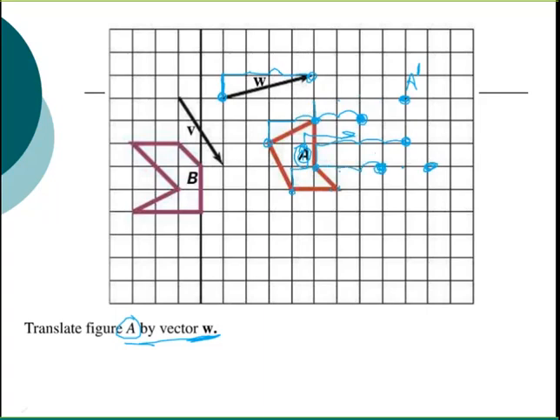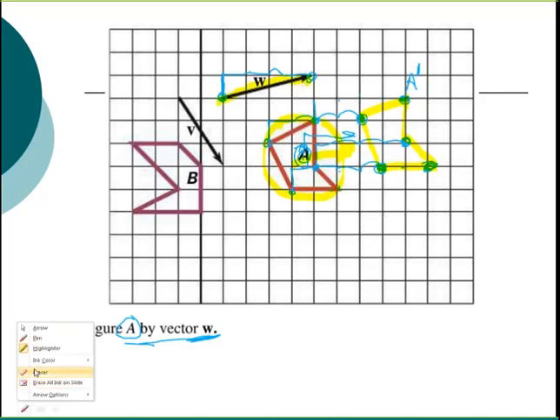And now I have all my A prime dots. If I connect them, we will see my new A prime shape. So this, you can see, is a mirror of the shape that we had here. It's just moved up and over the exact distance up and right as vector W.